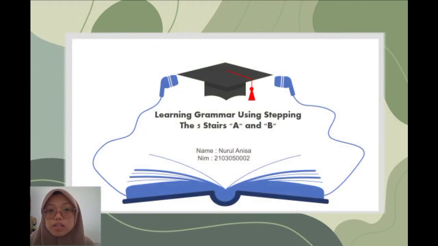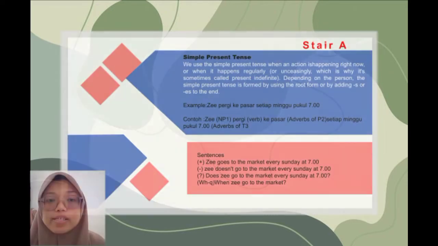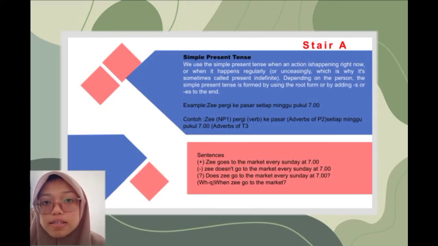Okay, so I will explain a little about learning grammar using the 5-star A and B. Simple present tense. We use the simple present tense when an action is happening right now or when it happens regularly and unceasingly, which is why it's sometimes called present indefinite. Depending on the person, the simple present tense is formed by using the base form of the verb or by adding s or es to the end.